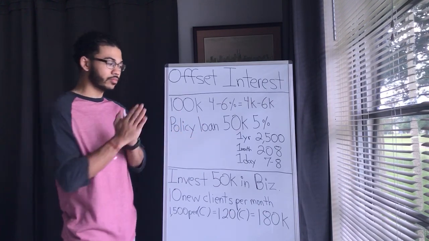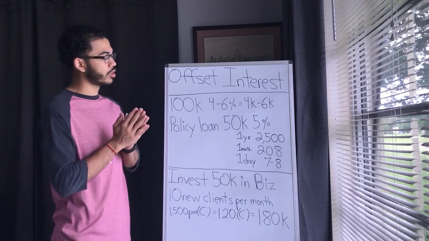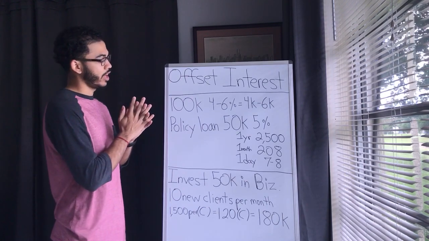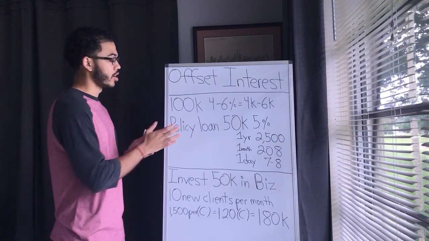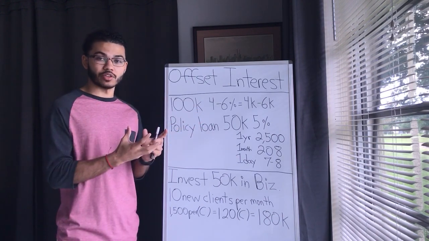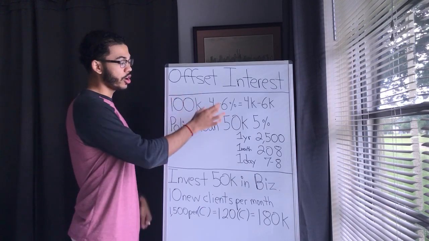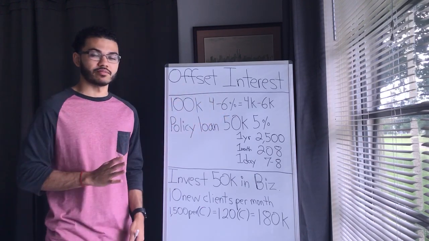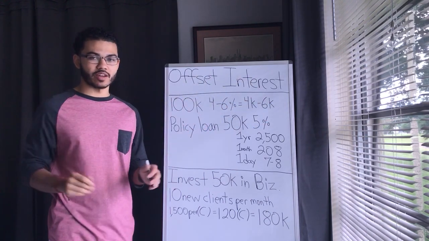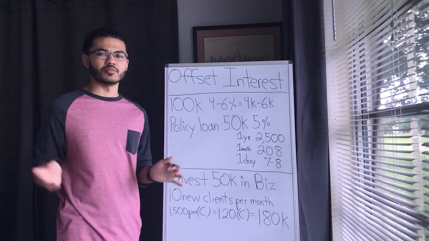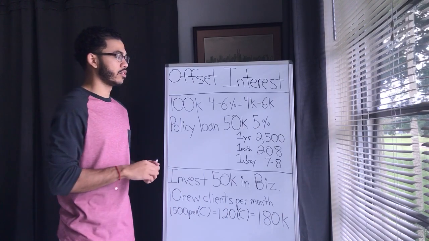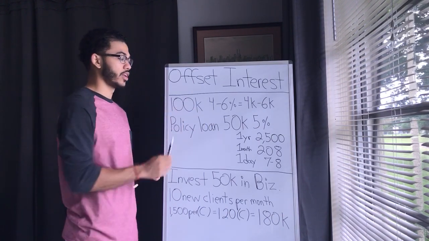And now, in this part, we are going to assume, in this example, we have an insurance policy that has $100,000 in cash value, right? And it's earning 4 to 6% on 100,000. Do the math, 4 to 6 grand. Okay, not a ton of money, right? But that is 4 to 6K tax-free money that is growing.